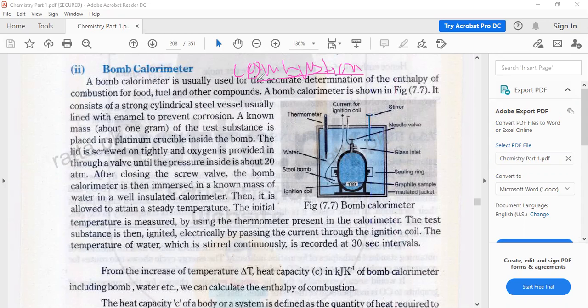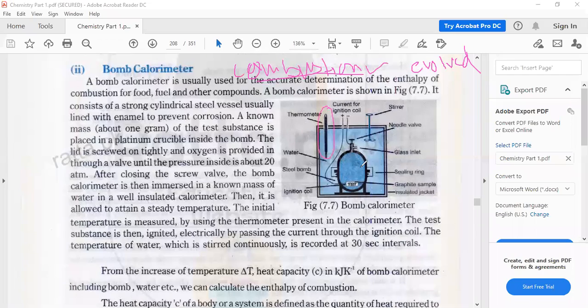Combustion of any food, combustion of any fuel, that is how much heat is evolved from the food or absorbed. Mostly, as we know, in a combustion, heat is always evolved, not absorbed. So this is an exothermic reaction. Heat will evolve. We will check that heat from the thermometer. Here you can see.